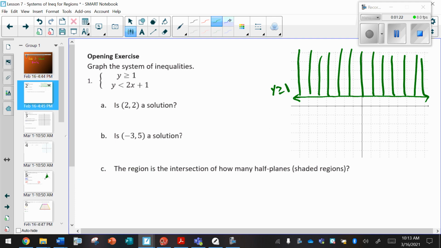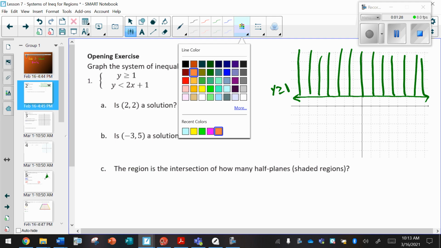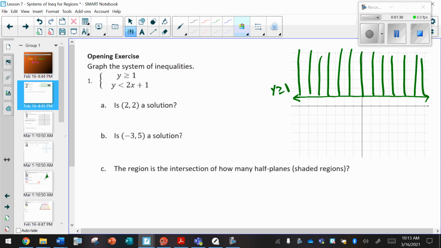Our second line that we're graphing is y is less than 2x plus 1. That means our slope is 2 with a y-intercept at positive 1. So I'm going to do a y-intercept at positive 1, a slope of up 2 over 1, up 2 over 1. And to get myself some nice accurate points, I will also go backwards, down. Knowing that my slope is positive, I know how I can go backwards and still have an accurate line.